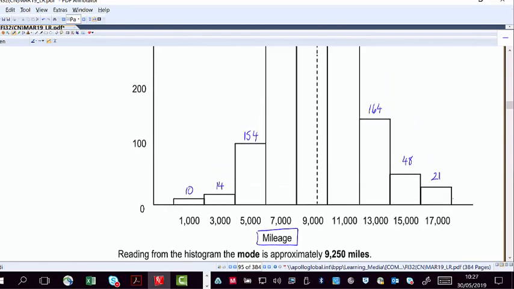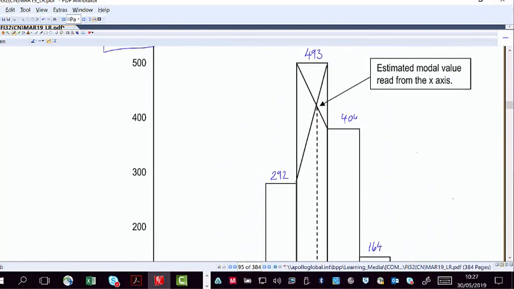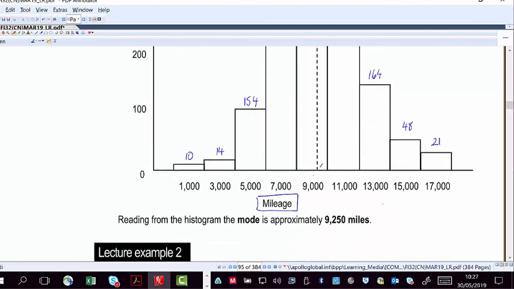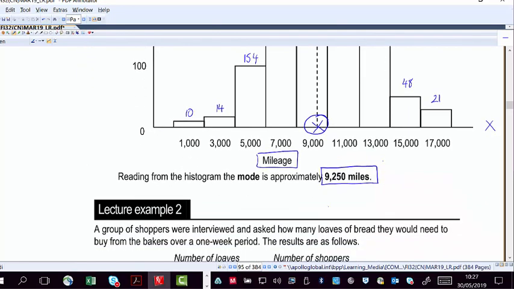And then to find the mode, the most frequently occurring mileage, we can see that that information can be picked up from the x-axis. The vertical is the y-axis and the horizontal is the x-axis, and we can see that the mode can be estimated at approximately 9,250 miles.